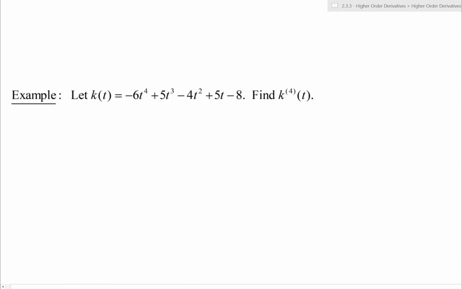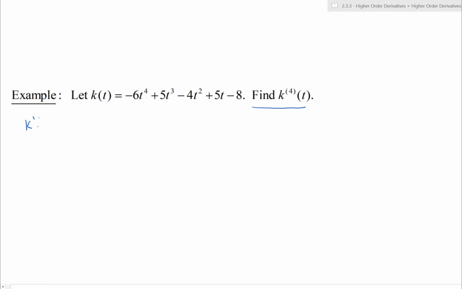In this example, we have the function k of t, which is this polynomial function negative 6t to the fourth plus 5t cubed minus 4t squared plus 5t minus 8. We are now asked to find the fourth derivative of this function with respect to t. So let's do it. We got to differentiate that function 4 times.